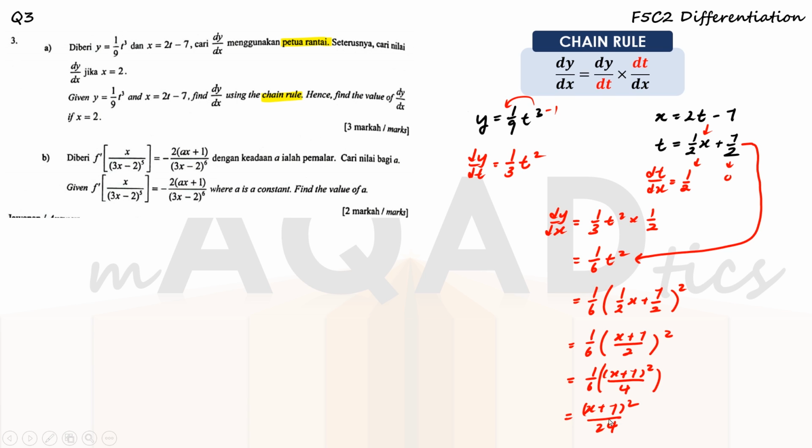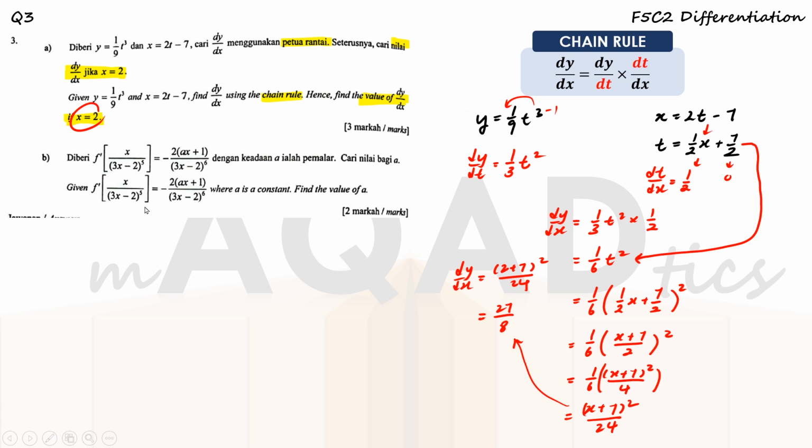Right, so here the 24 actually comes from here. For the denominator, I combine them together because it's the same, and then I apply this square to the 2, so it will become 4, and we multiply with 6. So it will be 24. And don't forget, we have another part for this question, which is we need to find the value of dy over dx if our x is 2. So let's sub this with 2 to find the value. Right, so we will get 27 over 8.